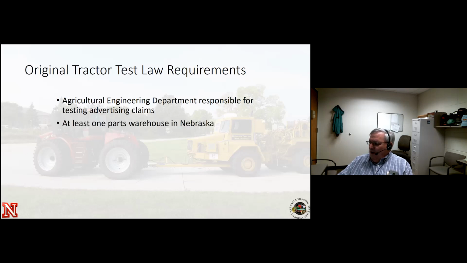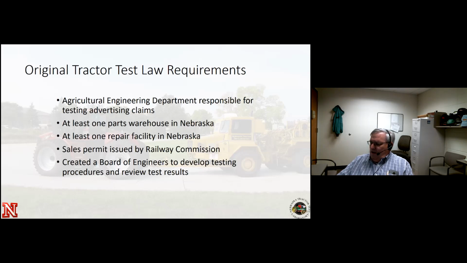And you had to have a parts warehouse in Nebraska and a repair facility in Nebraska. And if your tractor actually performed as advertised, you did all these other things, you could get a permit at the time from the State Railway Commission that allowed you to sell that model of tractor in Nebraska. And then lastly, the law created a board of engineers to develop testing procedures and review test results. So we still have that today. The law states the tractor test board of engineers will be 3 engineers under the control of the university who oversee all testing.